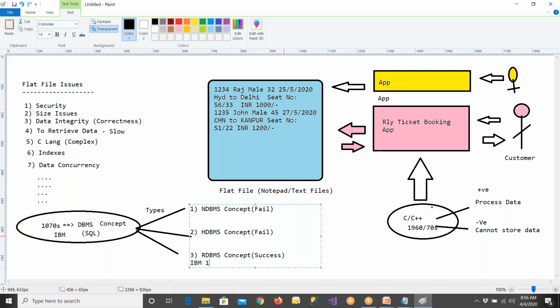Okay, so it is the 1970s to '76. A lot of R&D happened at IBM. There is a doctor called E.F. Codd, a scientist who was part of IBM at that time. He invented relational algebra, relational mathematical theory, and using that, this concept was implemented.